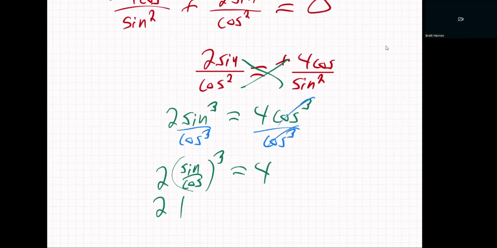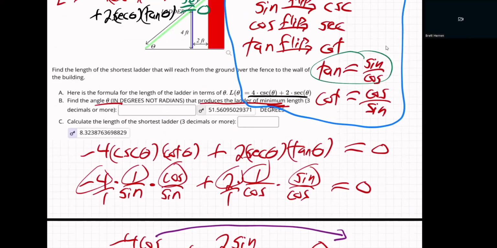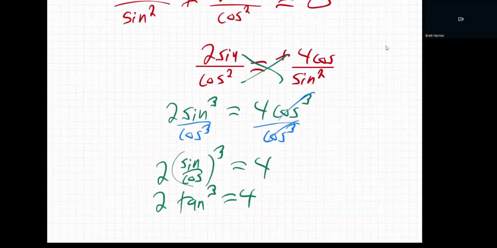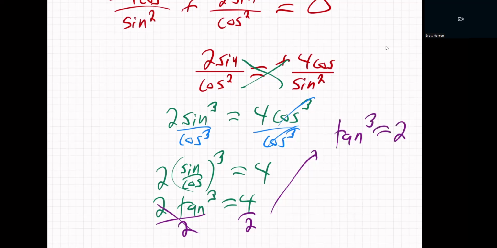That is now tangent. You remember sine over cosine? Remember that from your trig? You gotta kind of know those trig rules. Tangent is sine over cosine. I think, oh, so you made it one trig function. Yeah, we're almost there now. Divide by 2. Boom, bring it over here. Tangent cubed is 4 over 2 is 2. Ah, we are so close.